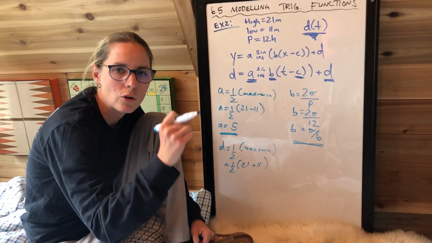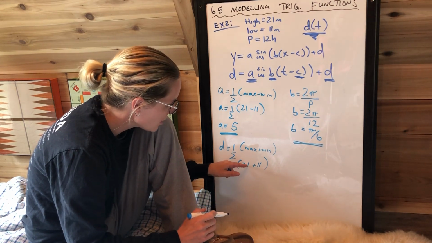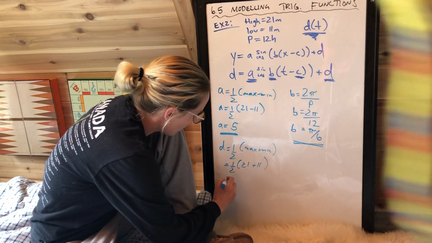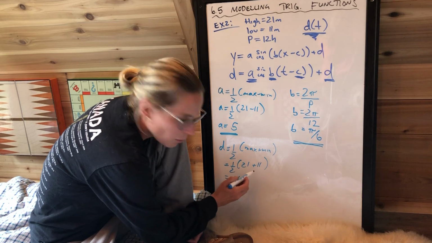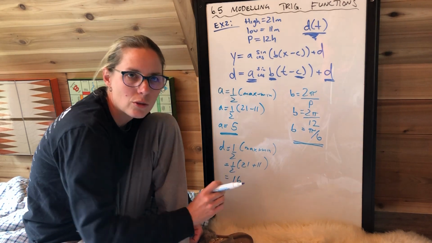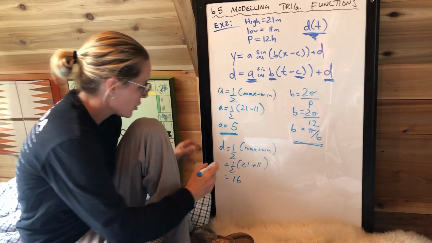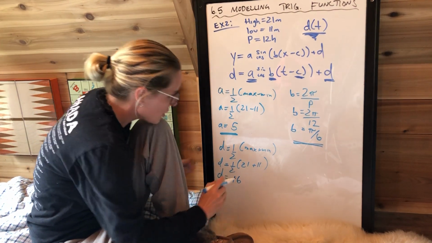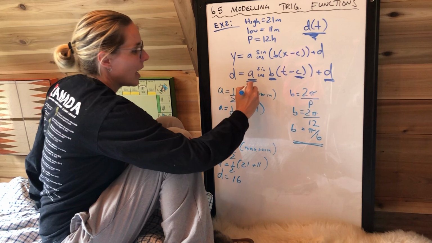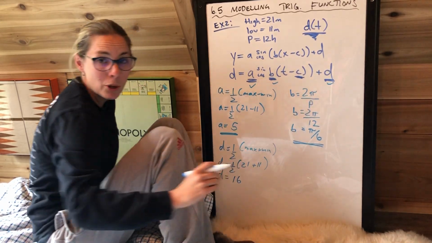Remember we drew that horizontal D line? Well, when I add 21 and 11, I get 32. Half of that is 16. That's the number right between 11 and 21, and that's what we call the rest axis that it fluctuates on. So just by doing this, we have calculated A, B, and D without putting any thought into it.